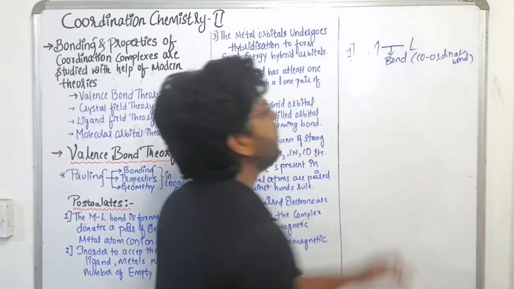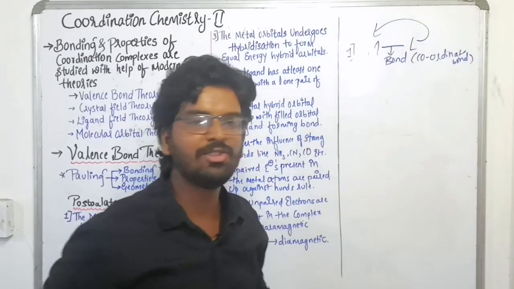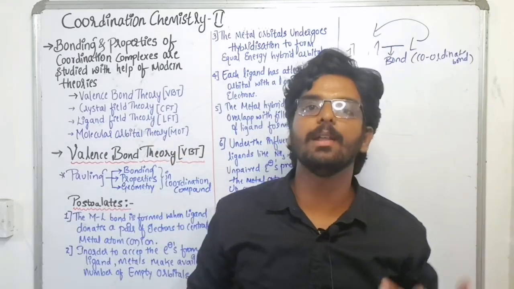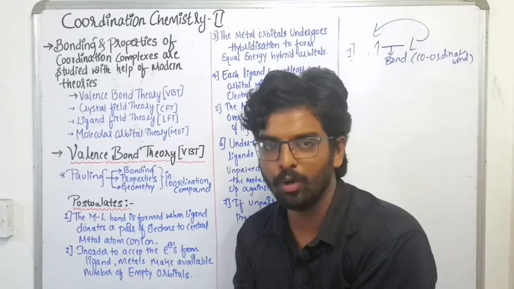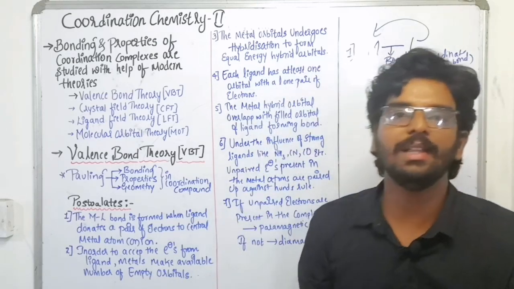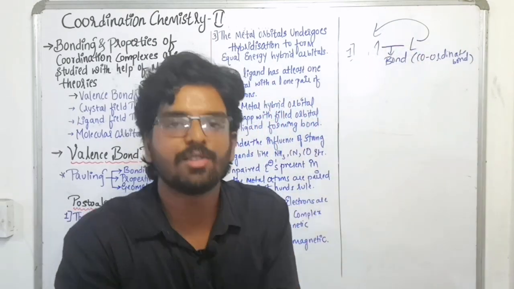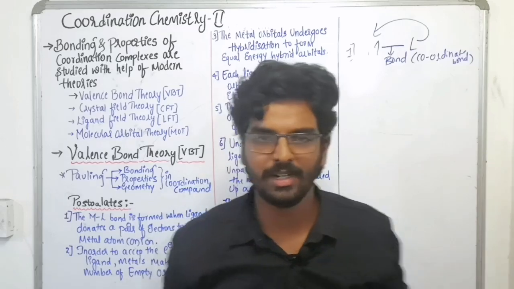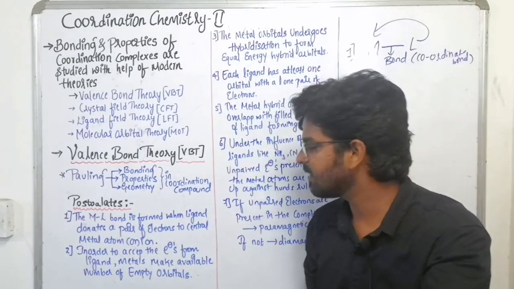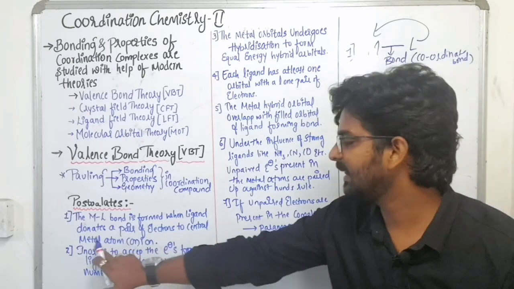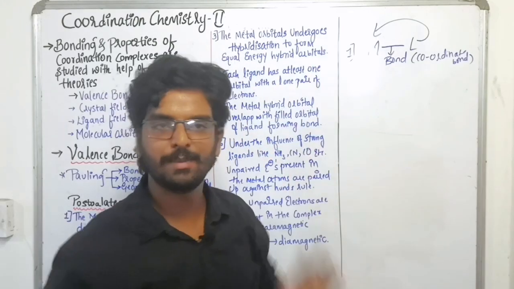This coordinate bond is formed, very simply, when there is a donation of an electron pair from a ligand. When the ligand donates an electron pair to the central metal atom, then only there is the formation of the bond, and that bond is called a coordinate bond. That's the first postulate, very simple. The metal-ligand bond is formed when a ligand donates a pair of electrons to the central metal atom or ion. Now the bond has been formed.